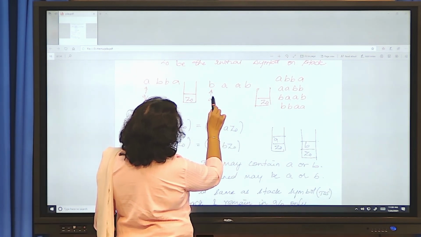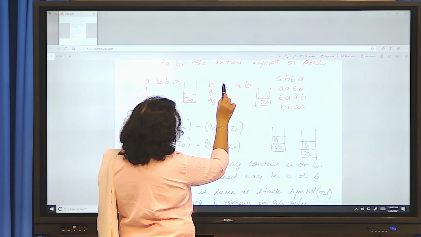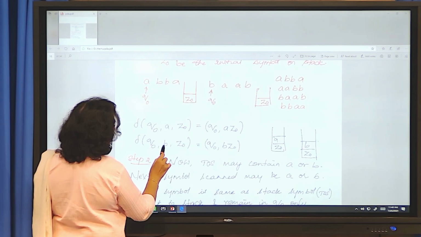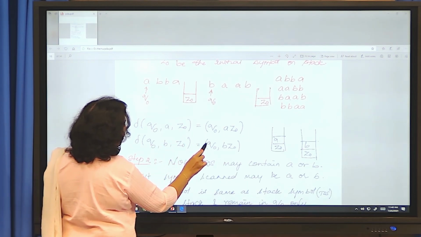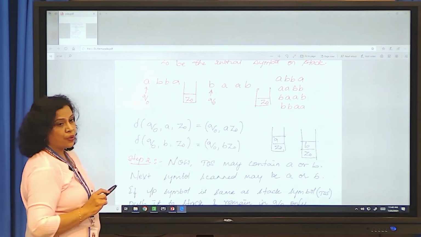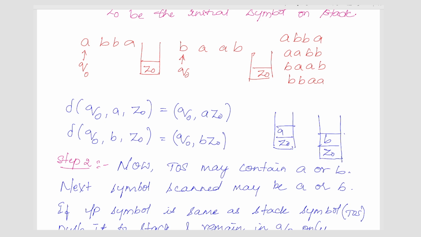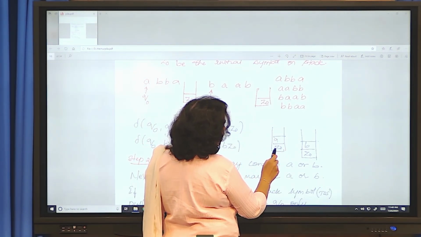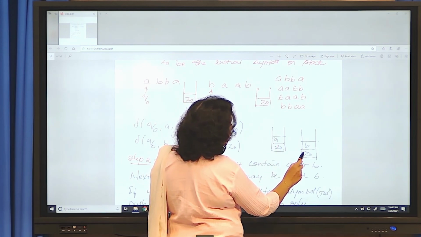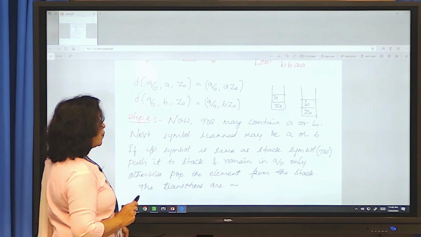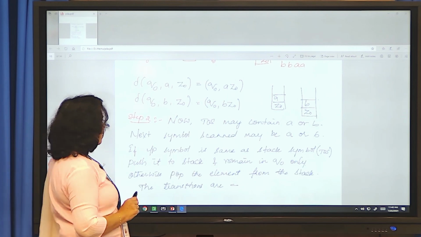Now, let me see this. I am in state Q0, input is b, TOS is Z0. So delta(Q0, b, Z0) = (Q0, bZ0). These are the first two transitions if the string is starting with a or if the string is starting with b. After these, the stack will look like this: either Z0 with a on top, or Z0 with b on top. So this will be the transition. Now TOS may contain a or b.